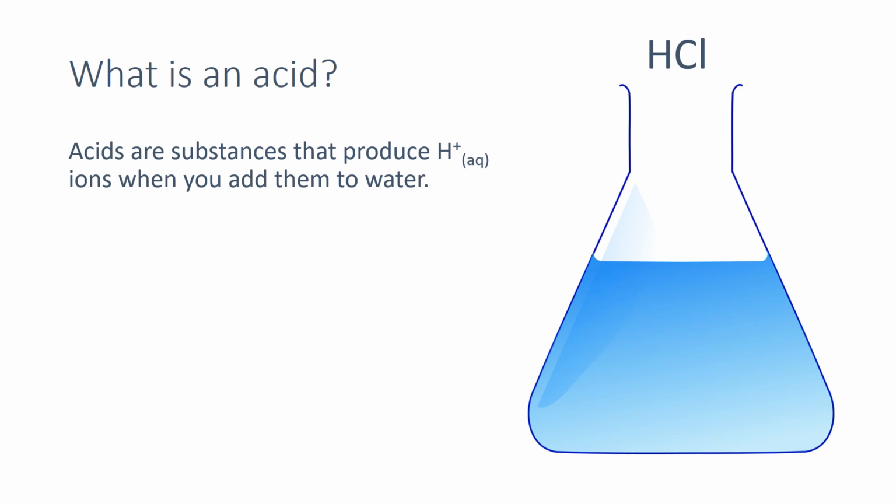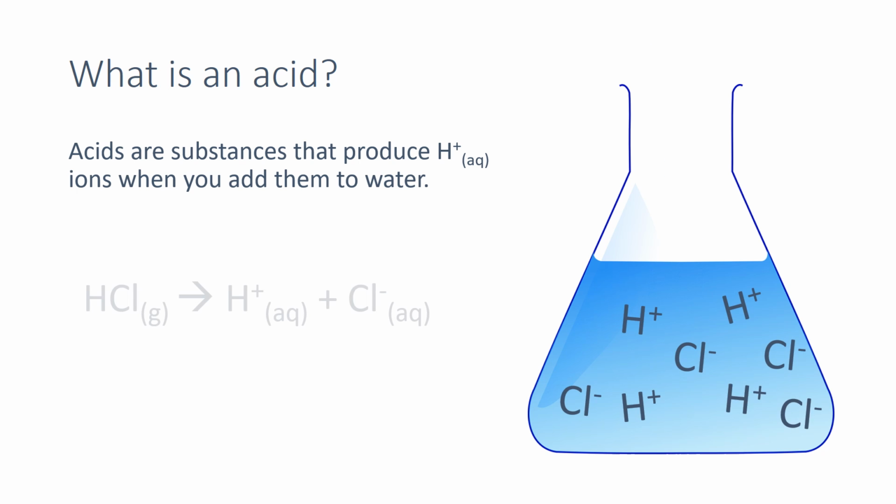This is found as a gas at standard room temperatures, but when it's dissolved in water it dissociates to produce hydrogen and chlorine ions. As hydrogen ions are produced, it's an acid.